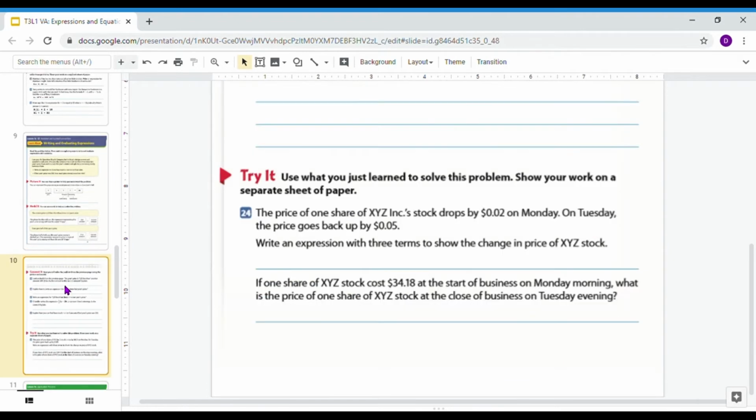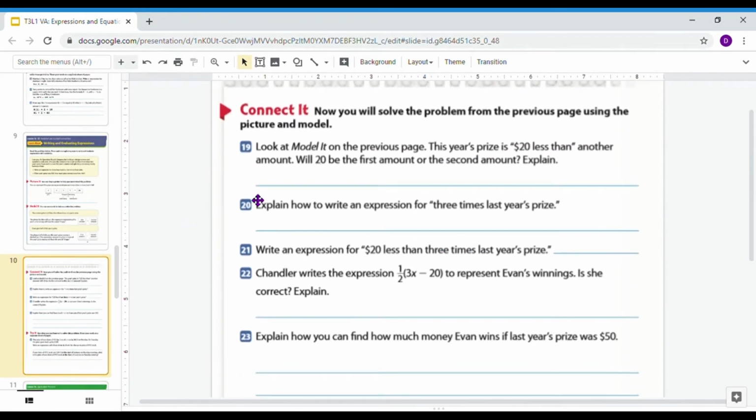So let's look back into our connected. Reminder, you should have your remote learning book in front of you. You should be looking back onto that page prior, because I can't show you 2 pages at once. So making sure you're looking at page 104 while we are doing page 105. So it says, look at the model it on the previous page. This year's prize is $20 less than another amount. Will $20 be the first amount or the second amount?